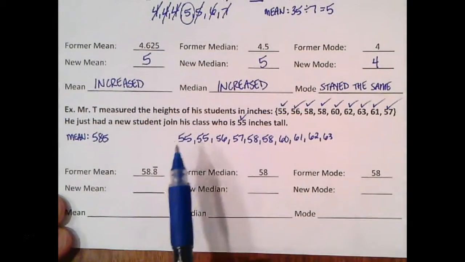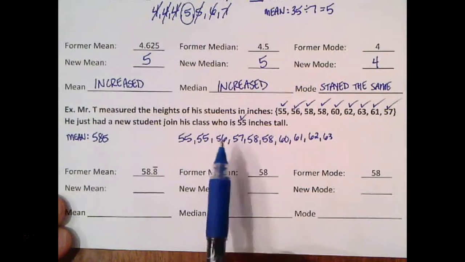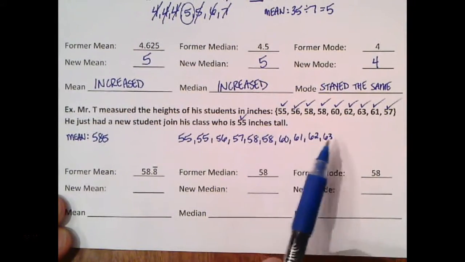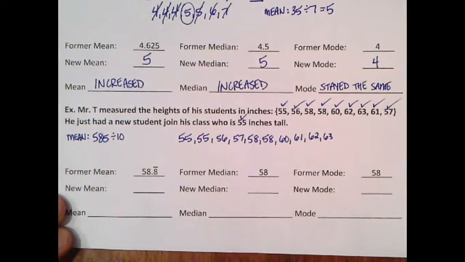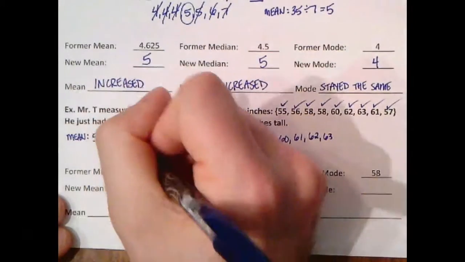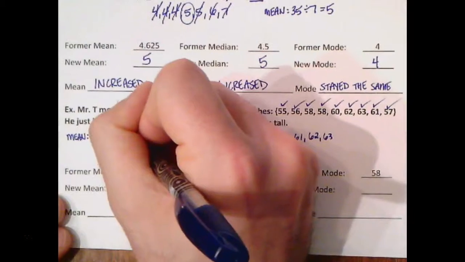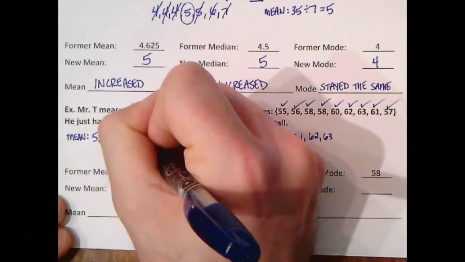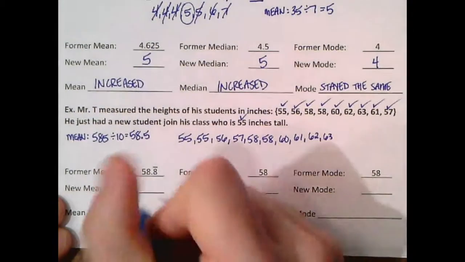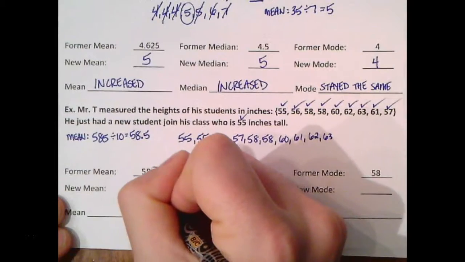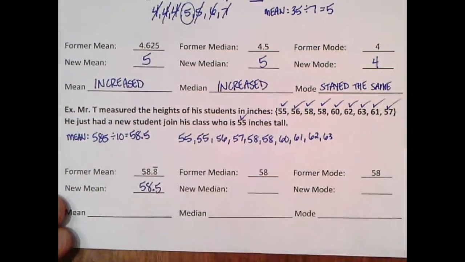What you're then going to do is divide by 10, since there are 10 students. This one you can do without the calculator. Anytime we divide by 10, we simply slide the decimal one place to the left. So our new mean, our new average height is 58.5 inches tall.